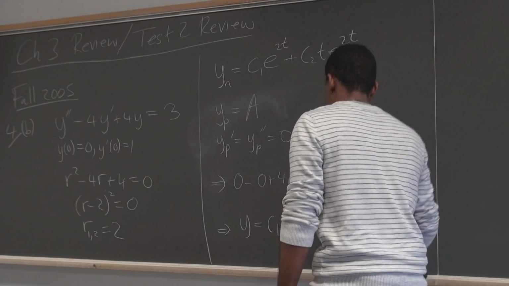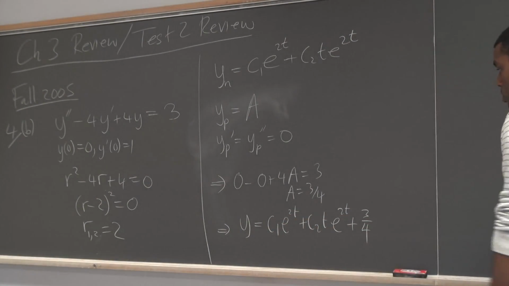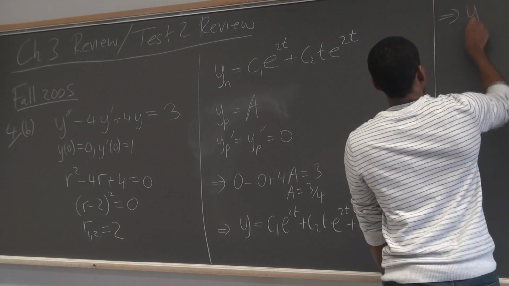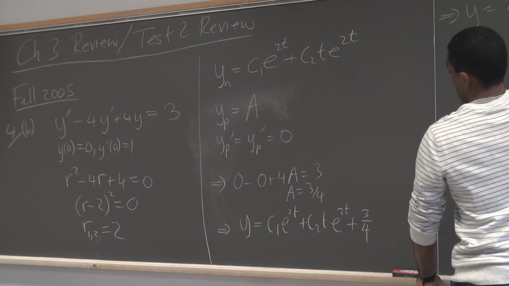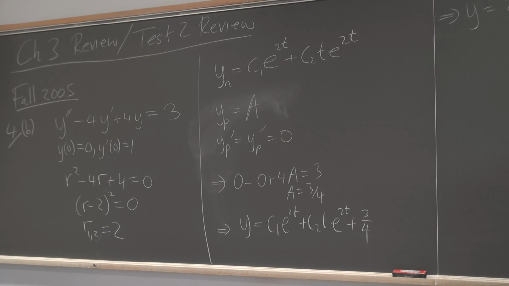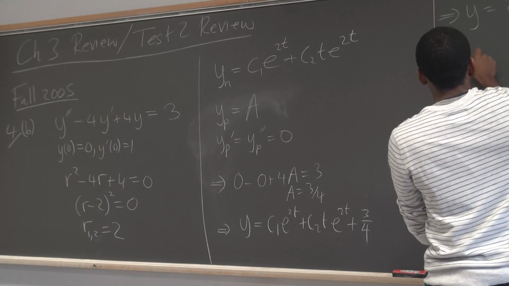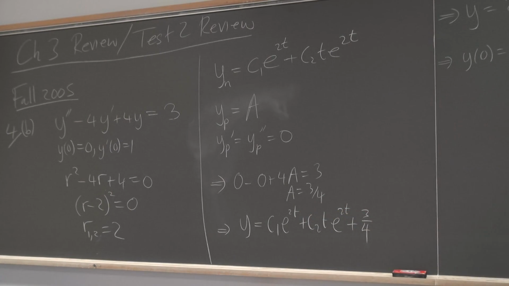Now since they gave us initial conditions, they want us to find c1 and c2. So we need to differentiate. That gives us 2c1 e to the 2t. For the next term we need the product rule: differentiate the t first, then differentiate the exponential. The derivative of the constant is 0. Now we can plug in. We know y of 0 equals 0, so I plug in 0 for t, and that is c1 plus 3 over 4.